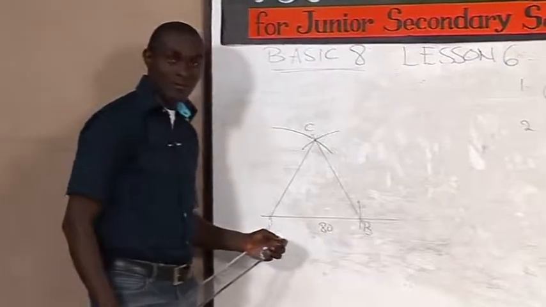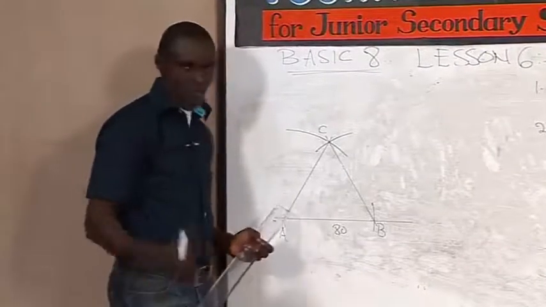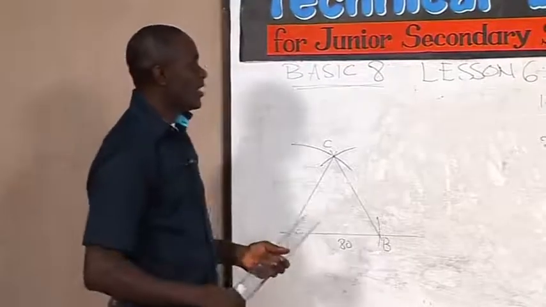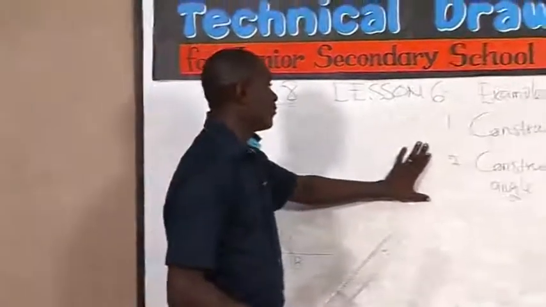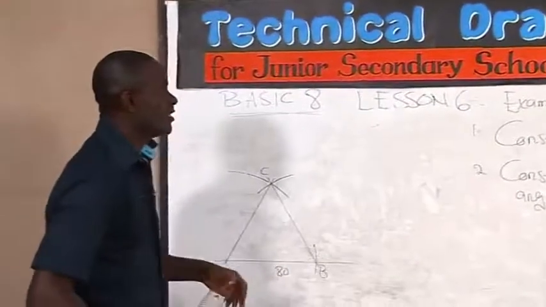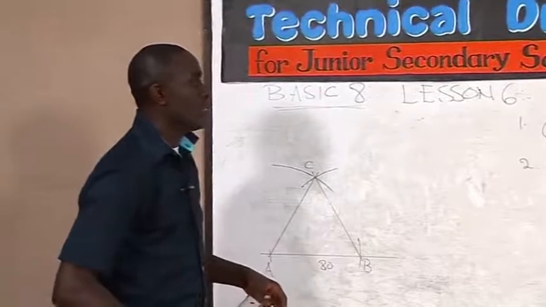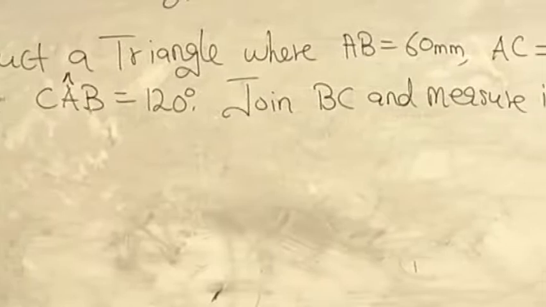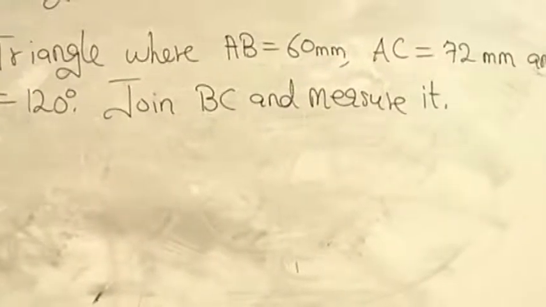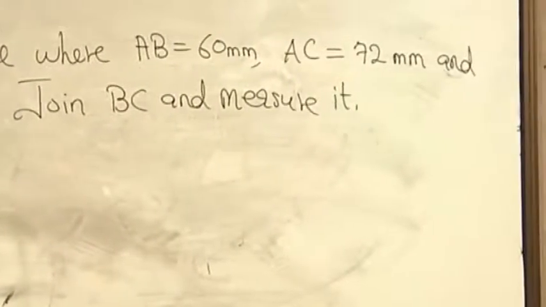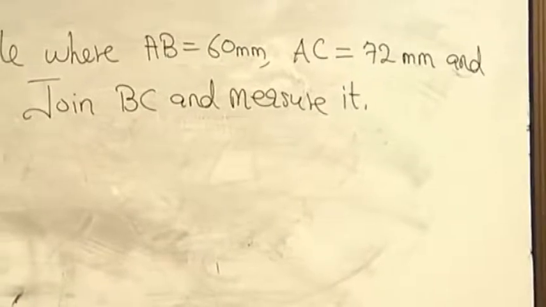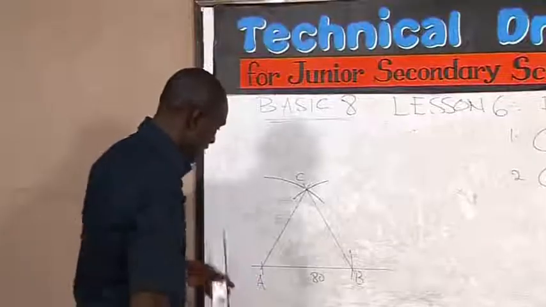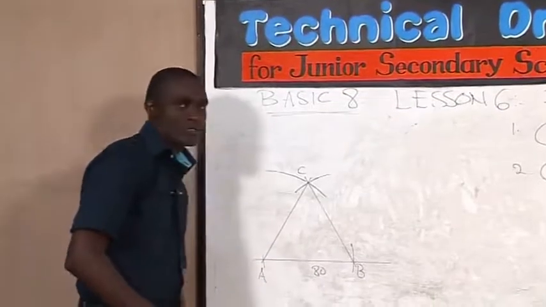Can you do that for me? If you think you can, now, do your own. I'll be waiting. While I'm waiting anyway, I go to number 2. Number 2 says, construct a triangle where AB is 60 mm, AC 72 mm, and angle CAB 120 degrees. Join BC and measure it. How on earth do you do that?